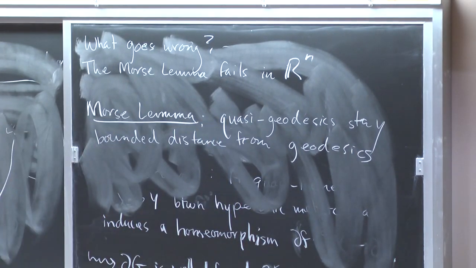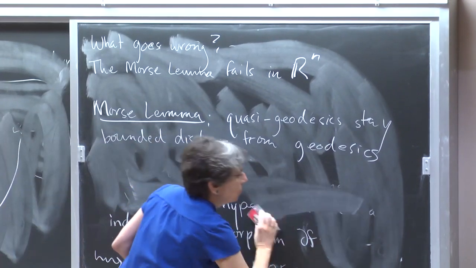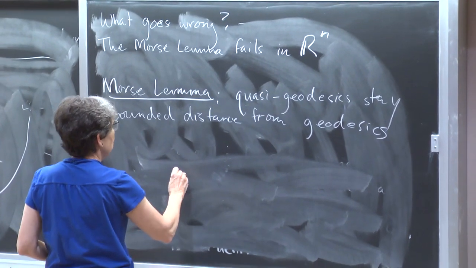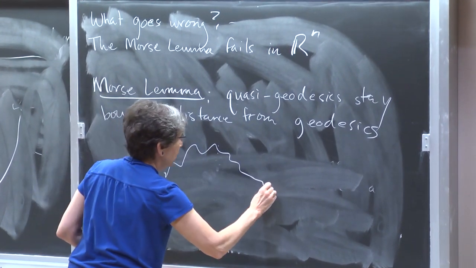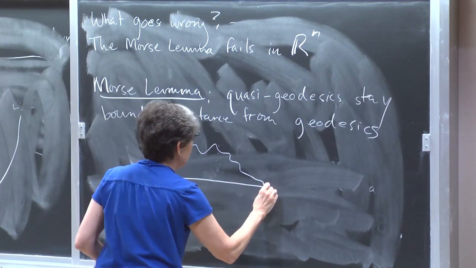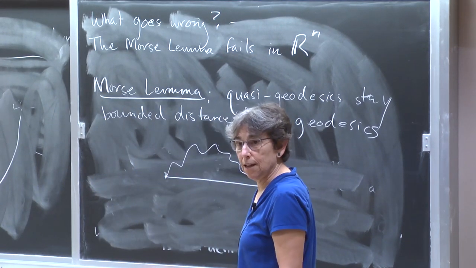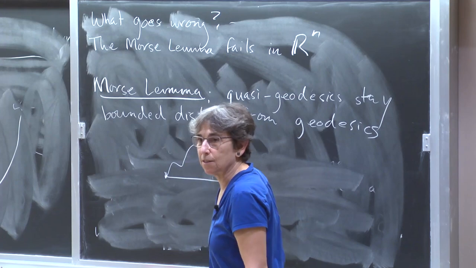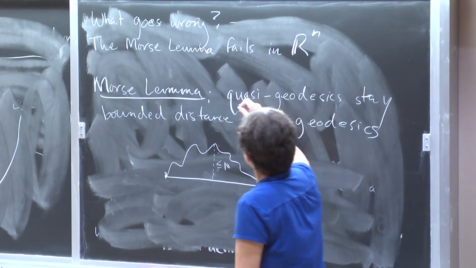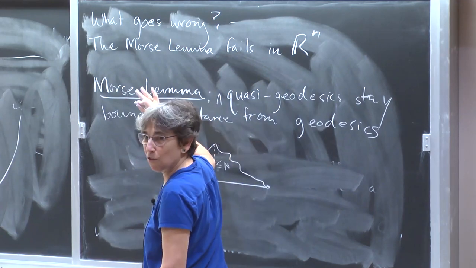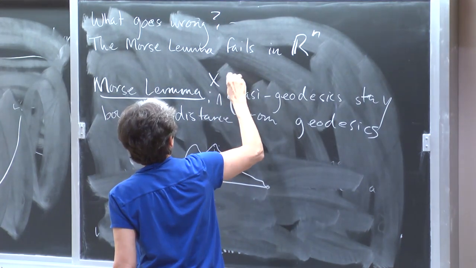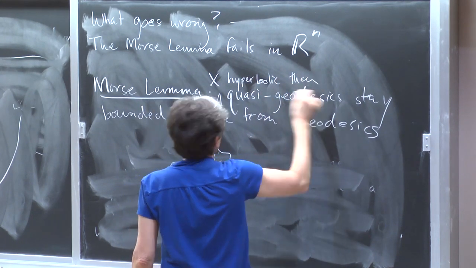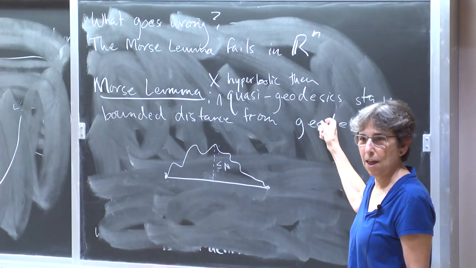All right, so let's draw a picture. We talked about this last time. If you have a quasi-geodesic and you join the two points with a geodesic, then there was a bound on how far away this could get from the geodesic. Sorry, this is for hyperbolic. The Morse lemma works for hyperbolic. So if X is hyperbolic, then quasi-geodesics stay bounded distance from geodesics. So this is what we have in hyperbolic spaces.